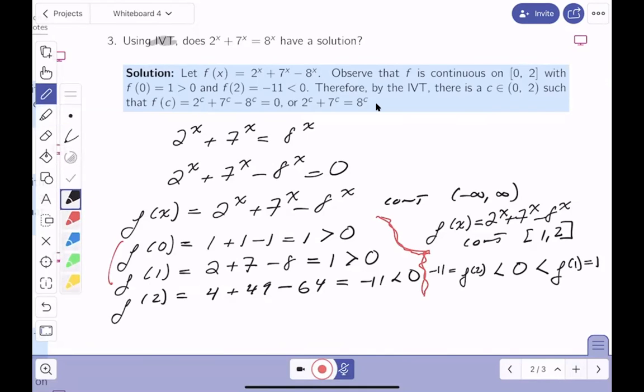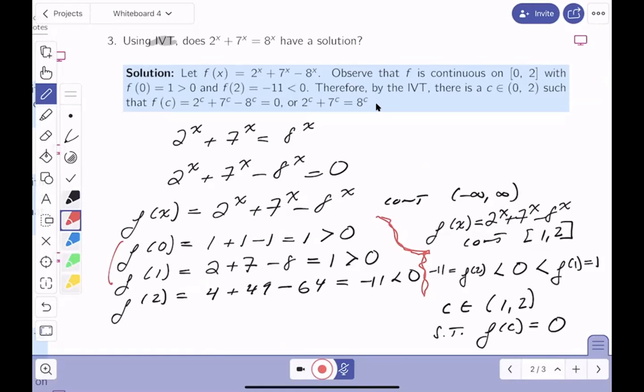Okay. What am I going to say? There's a C on the open interval between, well, between what? 1 and 2, such that f of C would be equal to 0. All right, this one's done.